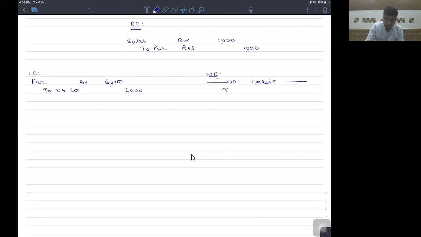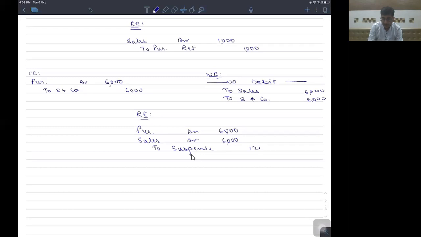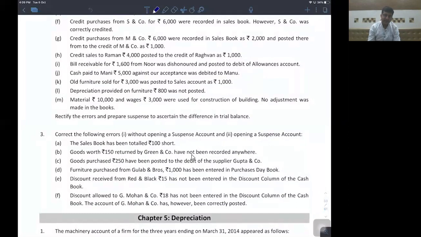Therefore, wrong entry, to sales rupees 6,000 to SN company 6,000. इसका मतलब SN कंपनी में तो कोई गलती हुई नहीं, गलती सिर्फ परचेज और सेल्स में हुई है. Therefore, my rectifying entry will be what? Purchase debit 6,000, sales debit 6,000 to suspense, because there is no other account getting affected. Therefore, we are using suspense account as 12,000. Am I right? SN company is correctly credited, na beta.